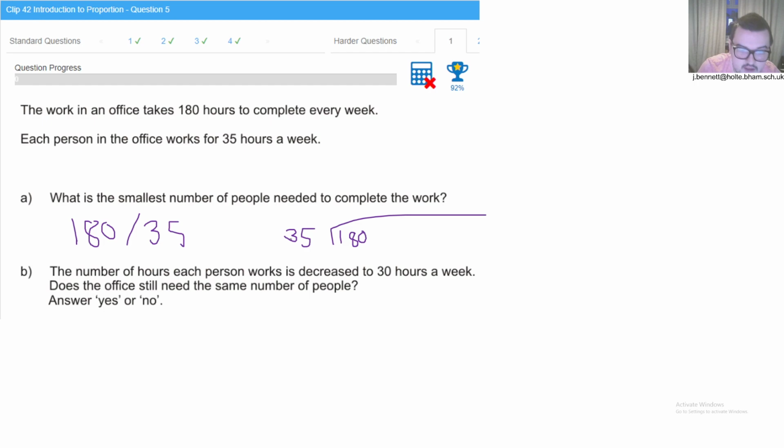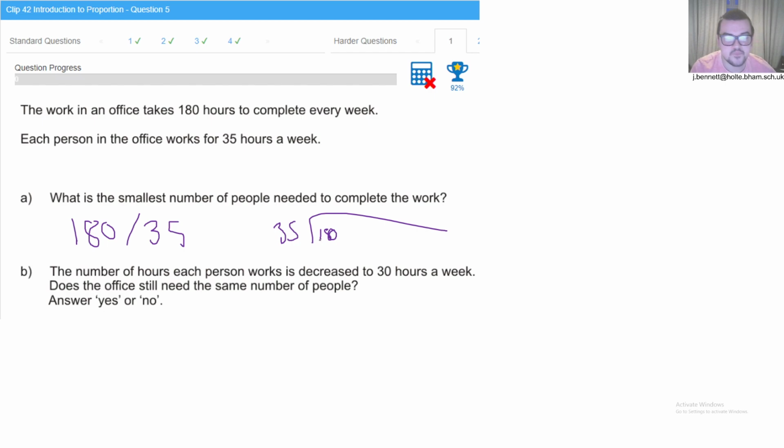So how many 35s go into... oh no, I've done this the wrong way around, haven't I? Sorry. I'm always doing that with these division sums. So we're doing 180... No, wait, I did it right the first time round, didn't I? Yeah. So we're going to do 35, and we're doing 180 over 35.